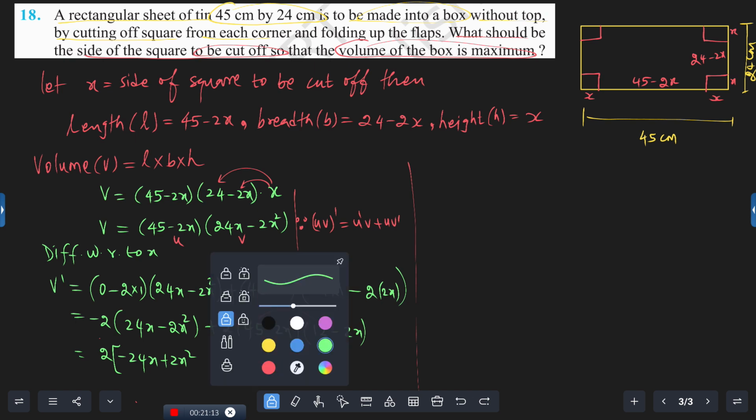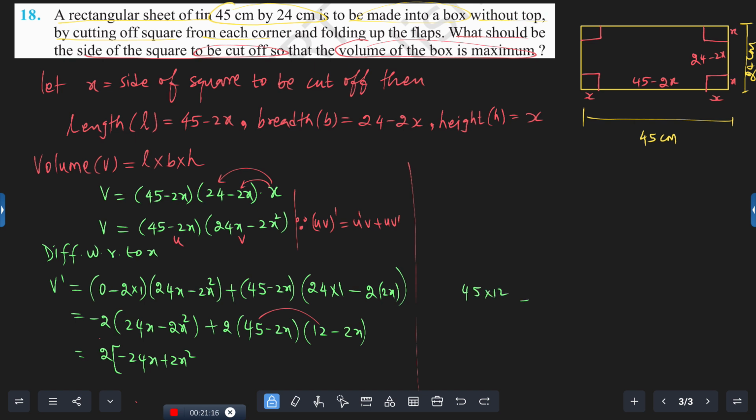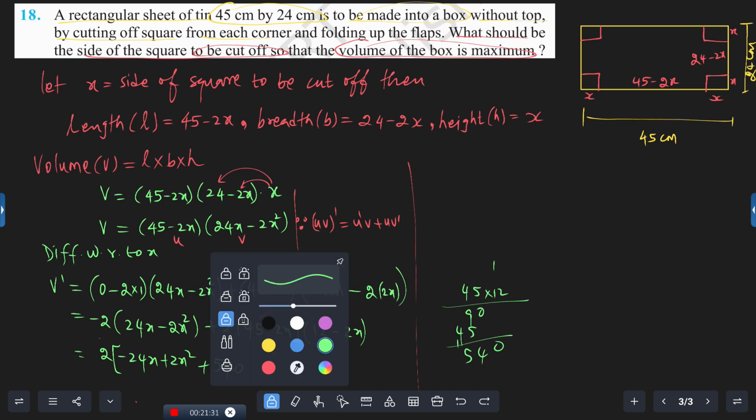Anyone, multiply 45 into 12. 45 into 12, what? 5 twos are 10, remaining 1. 8 plus 1, 9. This will be 540. I am getting 540. 45 into 12, what is that? 540.